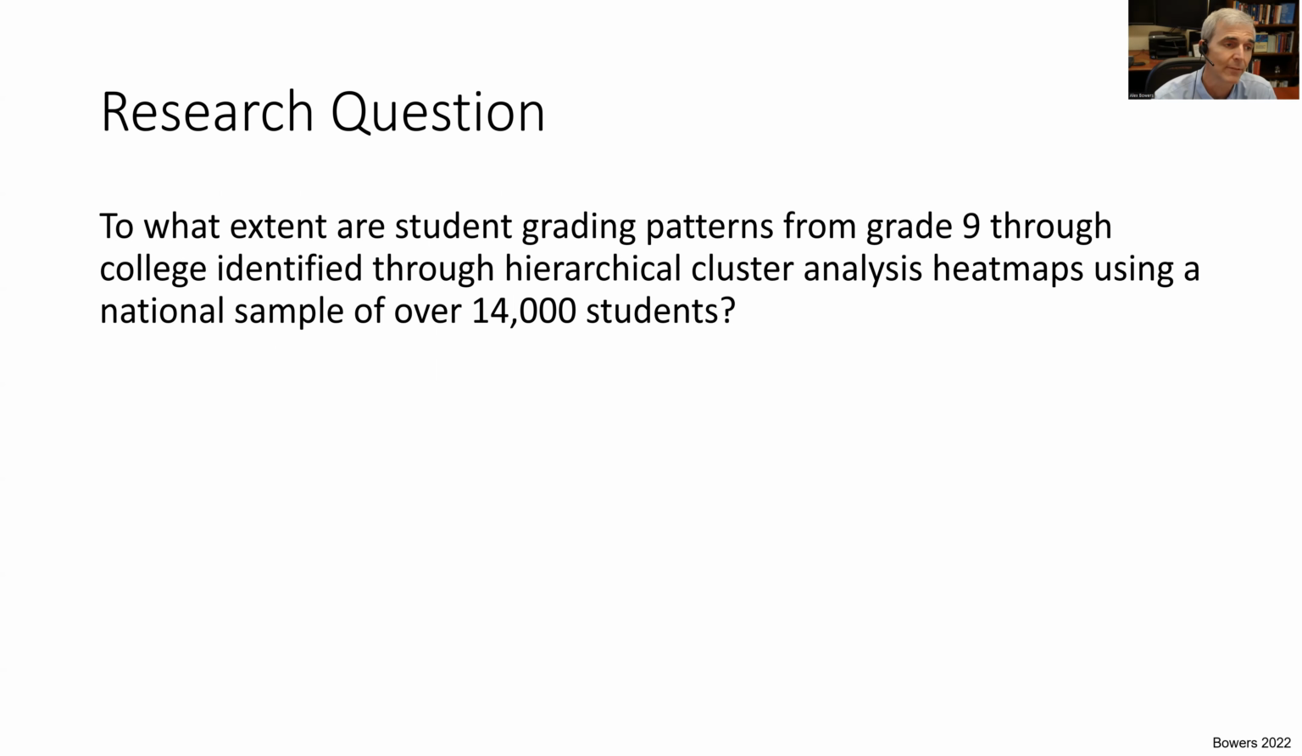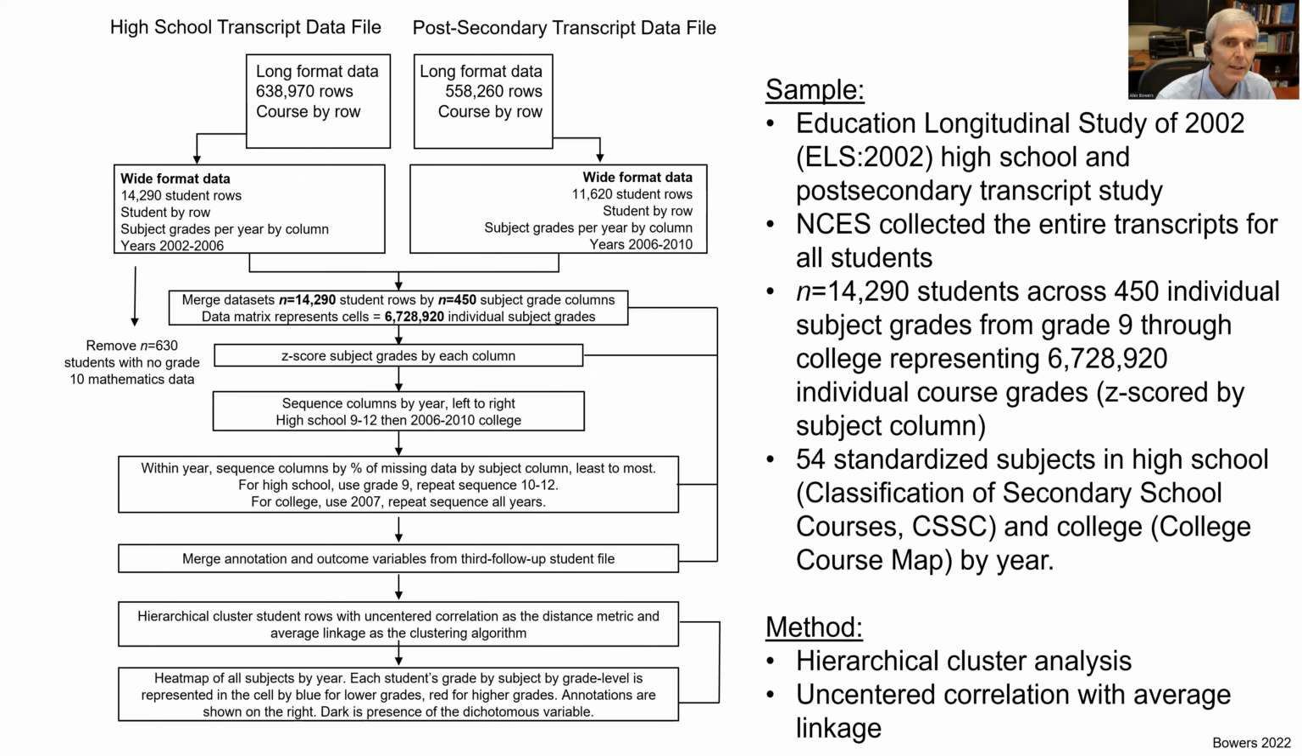So the research question for this paper: to what extent are student grading patterns from grade 9 through college identified through hierarchical cluster analysis heat maps using a national sample of over 14,000 students? So I also want to show you this paper because I've got 14,000 rows in a cluster analysis heat map and show you that it's possible to do this and still come to some interesting conclusions. So the idea for this study is that we are using the Education Longitudinal Study of 2002, High School and Postsecondary Transcript Study.